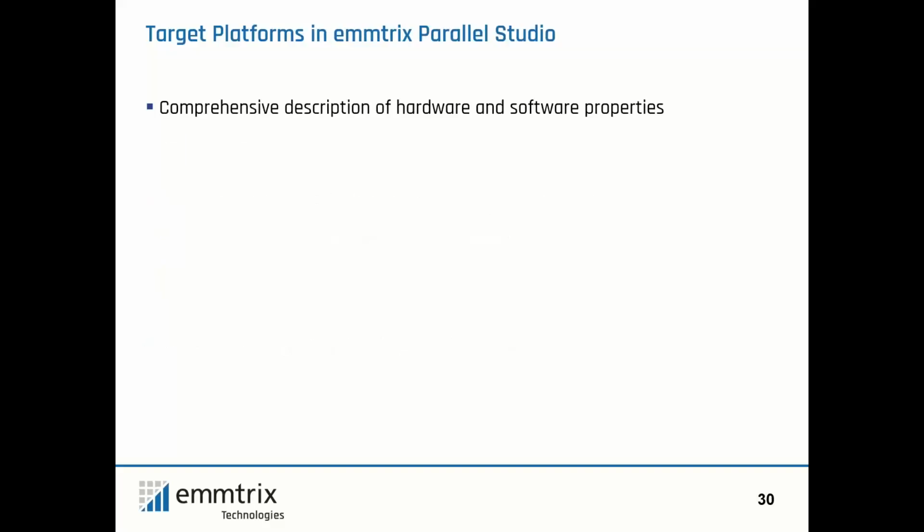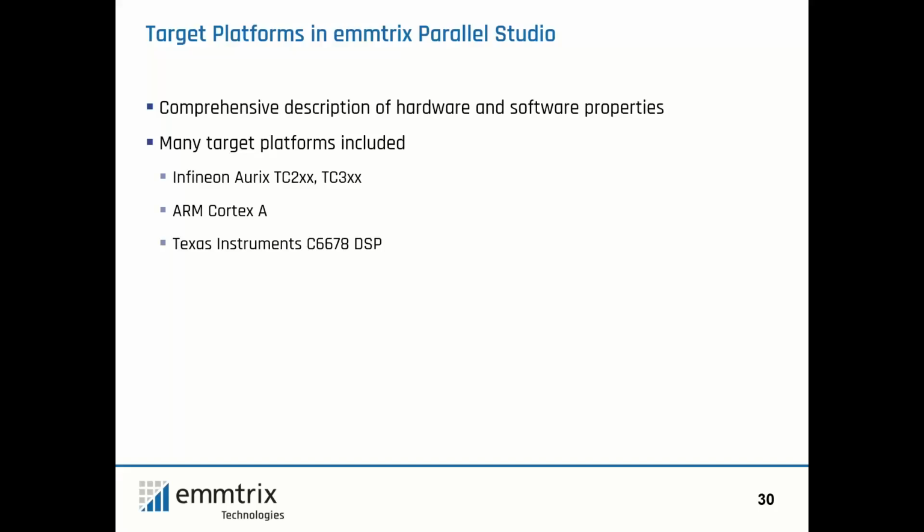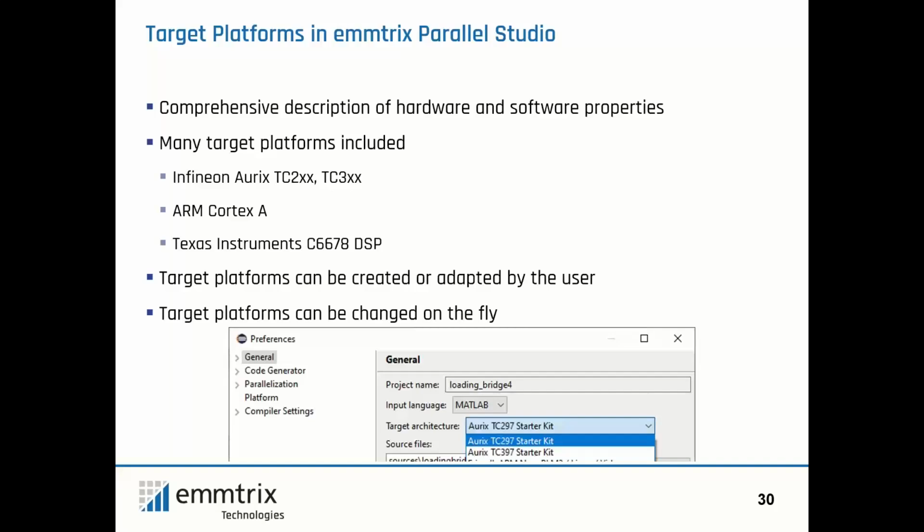Our approach is a comprehensive description of hardware and software properties. As I said, we include many target platforms like Infineon AURIX, first generation, second generation, ARM Cortex-A, Texas Instruments DSP, PowerPC. And it's also possible to add additional platforms with a small effort. Target platforms can be created or adapted by the user. They also can be changed on the fly. So if you're in a project and you want to target another architecture, you can just go into settings and select a different target architecture.